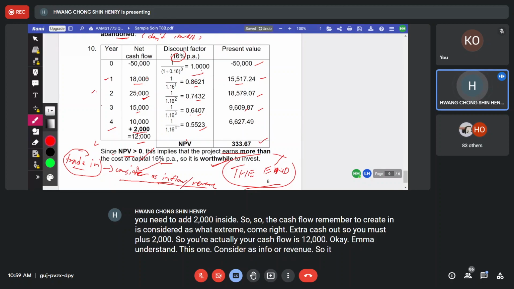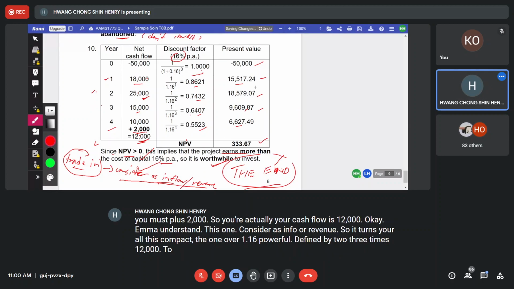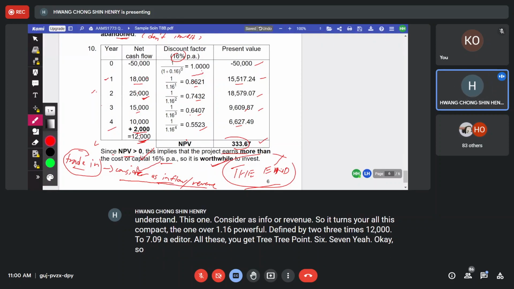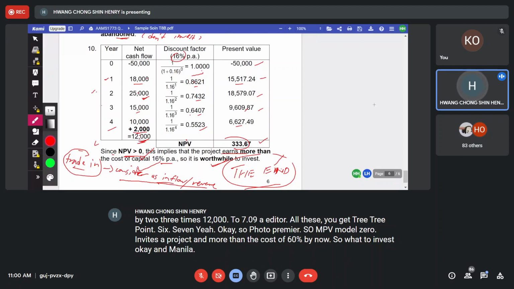So you times your discount factor 1 over 1.16 power 4, 0.5523 times 12,000, you get 6,627.49. Okay, add it up all this, you get 333.67. Yeah, that is your total PV. So NPV more than 0 implies the project earns more than the cost of 16% per annum. So worthwhile to invest. Okay, earn money. So you all know what's called trade-in.